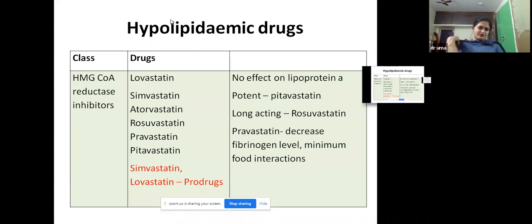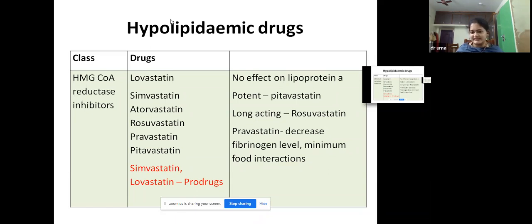Coming to the hypolipidemic drugs, statins: the mechanism of action is inhibition of HMG-CoA reductase. Among the statins, simvastatin and lovastatin are prodrugs. They do not have any effect on lipoprotein A. The most potent statin is pitavastatin, and the long-acting are rosuvastatin and atorvastatin. Pravastatin decreases the fibrinogen levels.